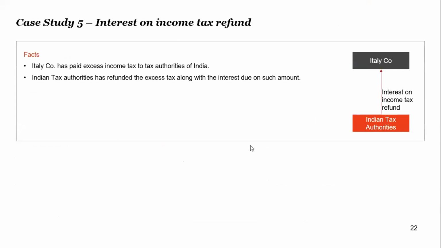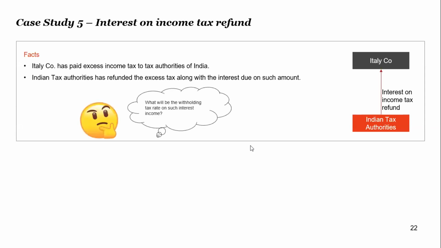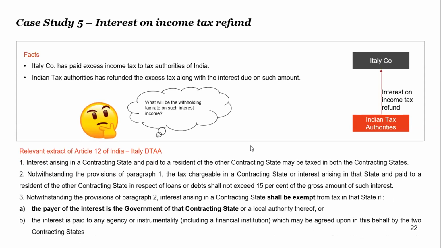The next case study was around the interest on income tax refund. Let's say there's an FCO situated in Italy and it has a PE in India, and that company has paid income taxes in India on that PE income, and somehow the taxes deposited were in excess of the tax liability in India. Now the Italy company is receiving a refund, and along with the refund there is an additional interest income because of 244A. So, a quick question: what would be the withholding tax implications on receipt of interest on such refund? I've also pasted the relevant extracts of the India Italy DTAA for reference, so a quick answer on whether there would be any withholding tax implications on receipt of interest.